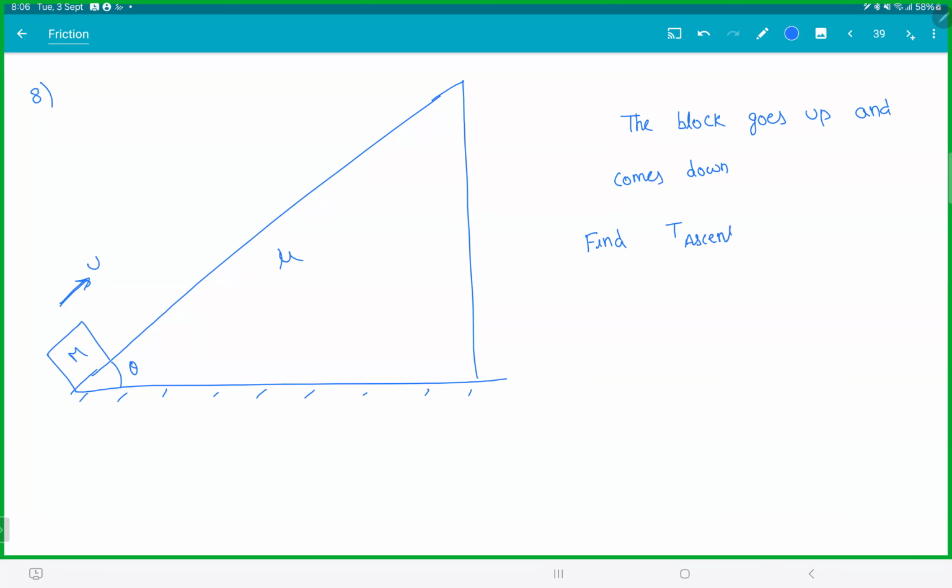How much time will it take to the maximum height, and then how much time will it take to come back? Assume the block never stops. That is, you have enough velocity so that the block will not stop. There is a possibility the block will just go and get stuck there. We are not taking that case. Even if that is the case, the answer will take care of it. Find the ratio of time of ascent by time of descent. How long will it take to go to the highest point, and how long will it take to go from the highest to the initial point? I hope the question is clear.